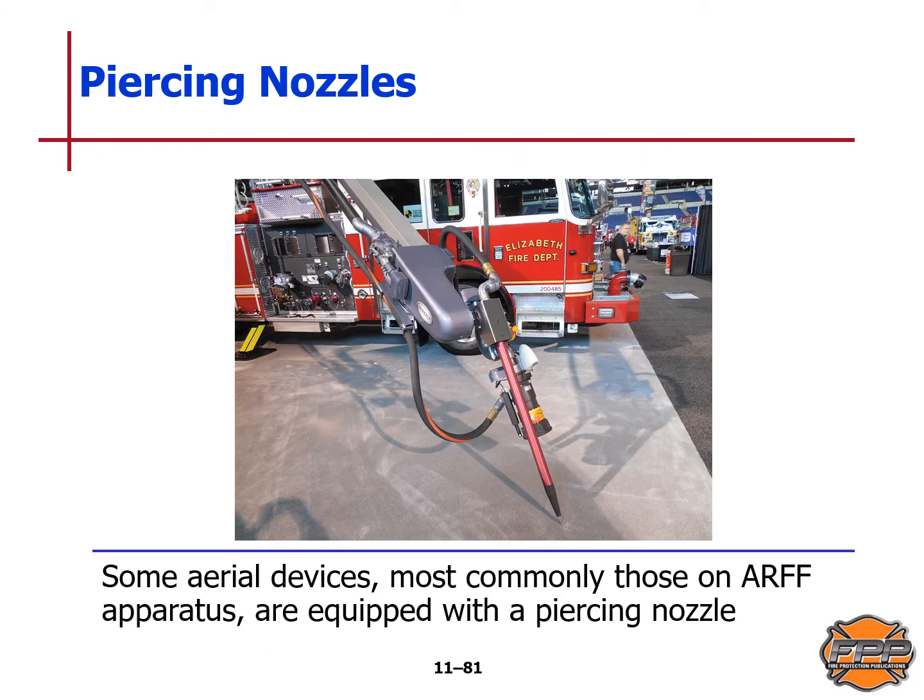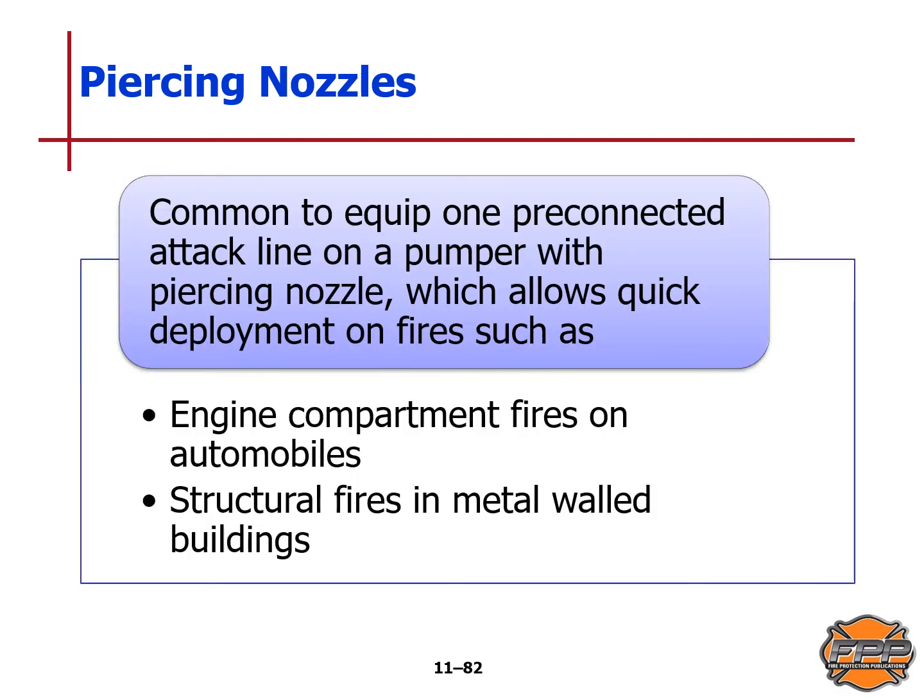Piercing nozzles are attached to some aerial devices, most commonly those on ARFF apparatus. And so this is one example of a remote reach ARFF piercing nozzle. It's common to equip a pumper with a piercing nozzle on one pre-connected attack line, which allows quick deployment on fires such as engine compartment fires on automobiles or structural fires in metal wall buildings.